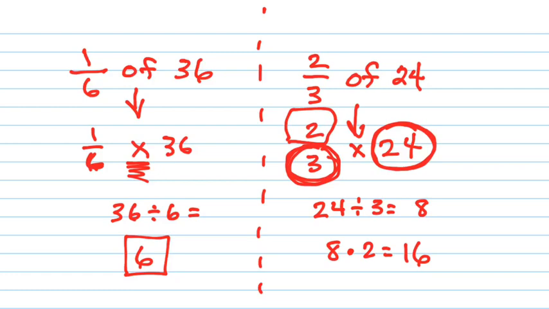There you go. Now again, you don't have to drag it out as much as I did. I'm trying to make sure that everybody understands it, so I'm going through every step, right? Okay? So divide by the denominator, multiply what's left times the numerator. Okay? Ready for another one?